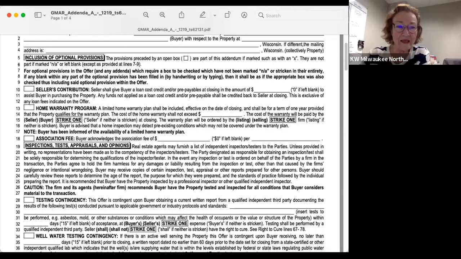This is a good place to put in an association fee because there are a lot of places other than a condominium sometimes that have an association fee. So some subdivisions have them for single family homes, and this is a place to put it in if you're not writing a condo offer that already has a place for association fee.